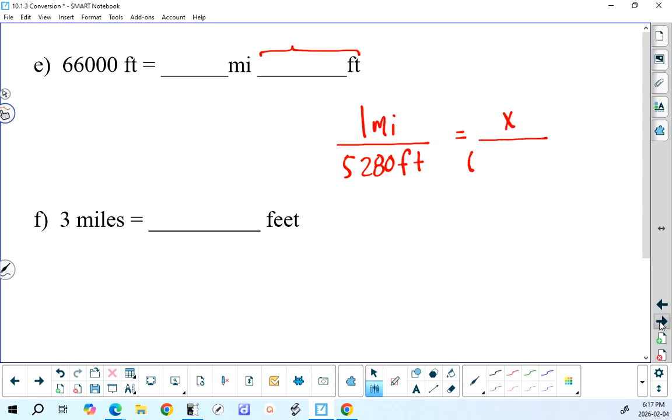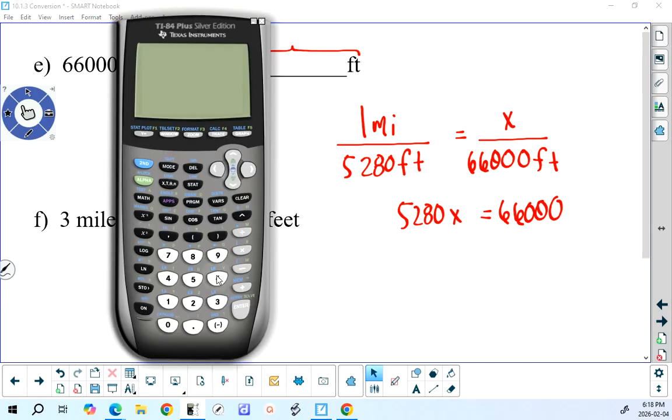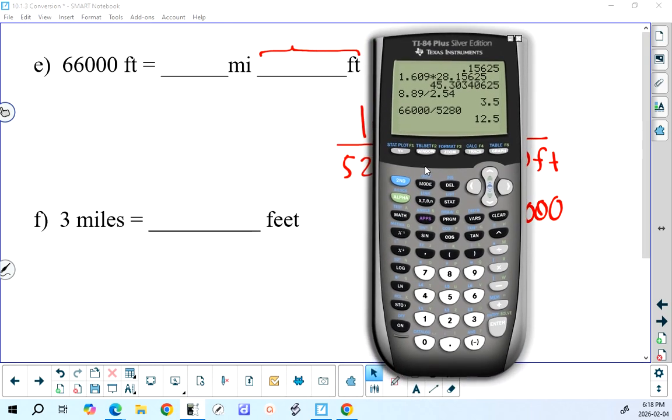X miles is 66,000. I cross multiply and I get 5,280 x equals 66,000. So I'm going to take 66,000 divided by 5,280. And I get 12.5 miles. Oh, we catch a nice break there. It's 12 miles plus half a mile.